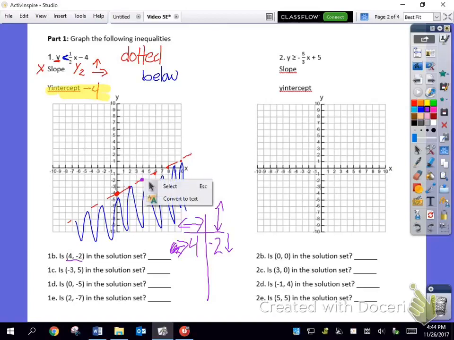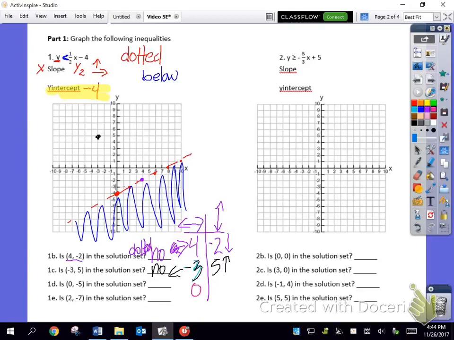Now I am on that line, and it's dotted. So is it in the solution set? No, because it's on the line and it's dotted. Okay, so it's not in the solution set. The next one, -3, 5. You can't see that very well. -3, 5. So that means I go to the left and then I go up 5. So to the left 3, up 5. No, that is not in the solution set.